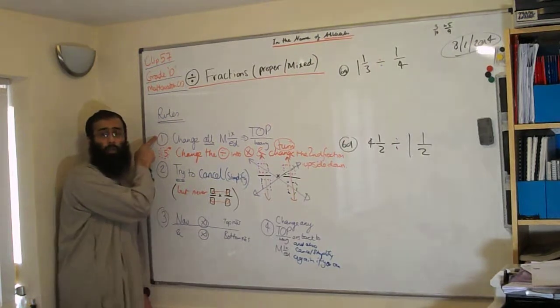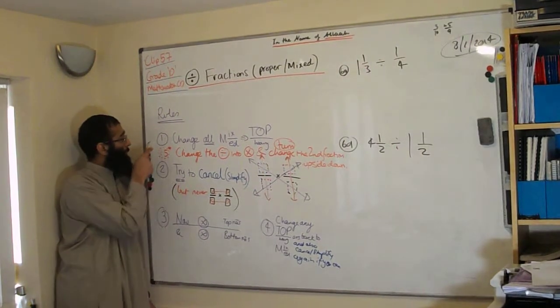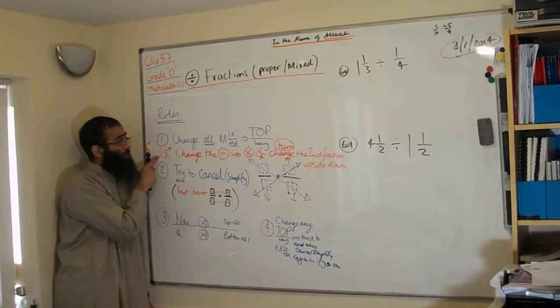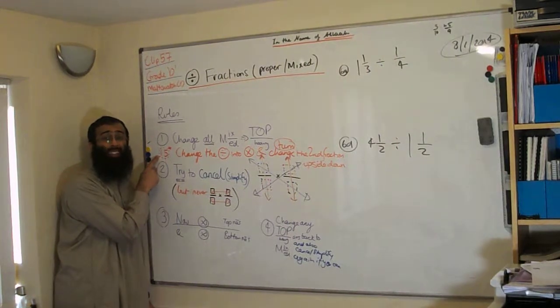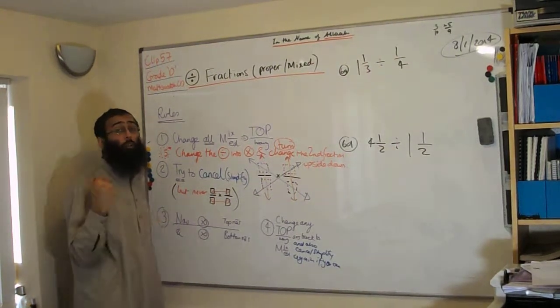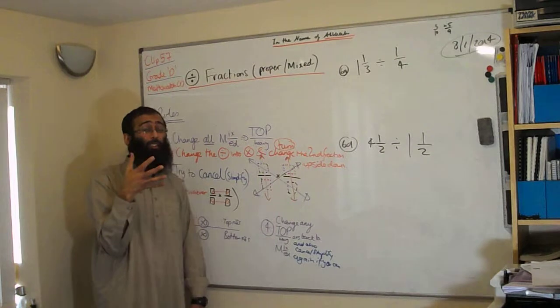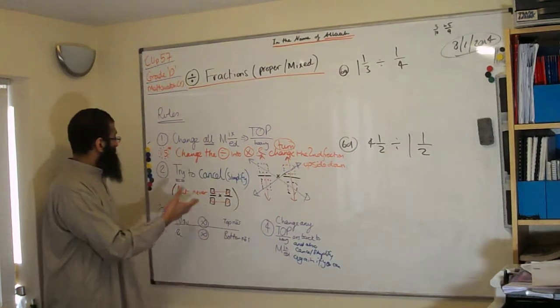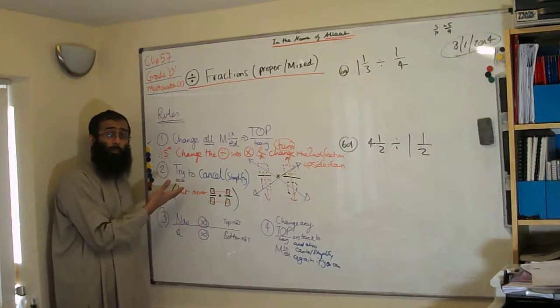Step 1 is the same as for timesing. Step 1.5 is special for division. What's happened now is the division question has been converted into a times question, so you're never actually doing division as such. Step 2 is the same rule as for times.